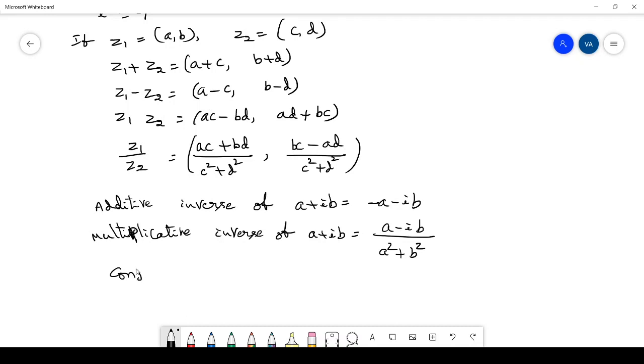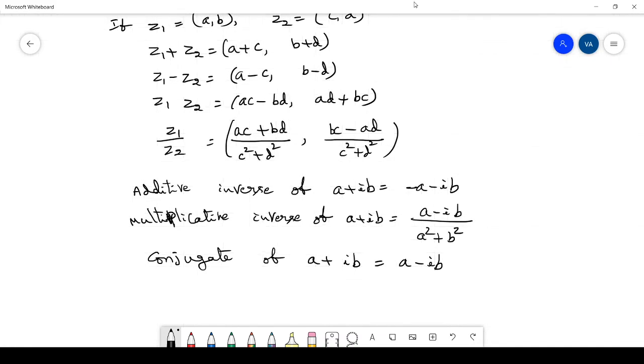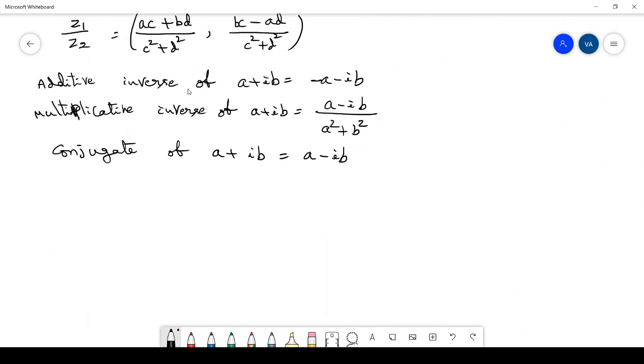And the conjugate of a plus ib is a minus ib. And next, the modulus of a plus ib is square root of a square plus b square.